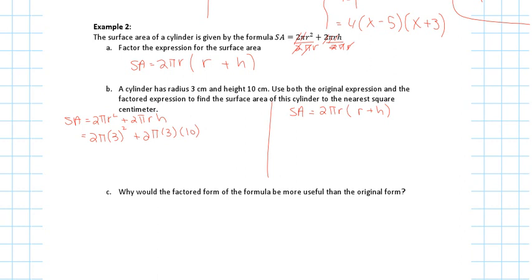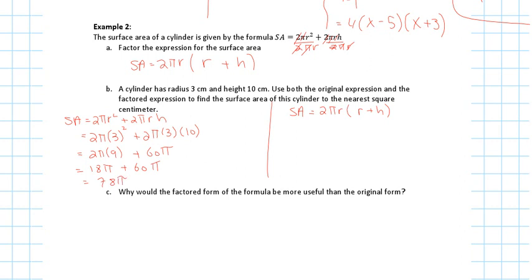So if I'm going to do this without a calculator, what would I have? I have to do BEDMAS, right? So I have to do my exponent first for the first term. So it's going to be 2 pi times 9 plus, for this one I can multiply the numbers, 2 times 3 times 10. So that's 60 pi. Can I simplify my first term? 18 pi plus 60 pi. So that's 78 pi.